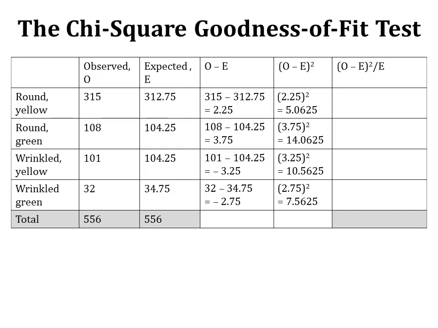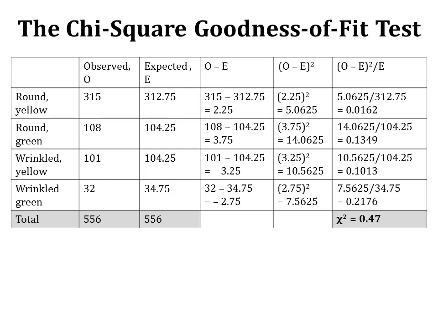Now we are going to divide this difference by the expected frequencies. So 5.0625, which is the square of the difference between observed and expected frequency of round yellow, is divided by the expected frequency of round yellow. And we have the value, which is 0.0162. So we do the same calculation for round green, for wrinkled yellow, and for wrinkled green.